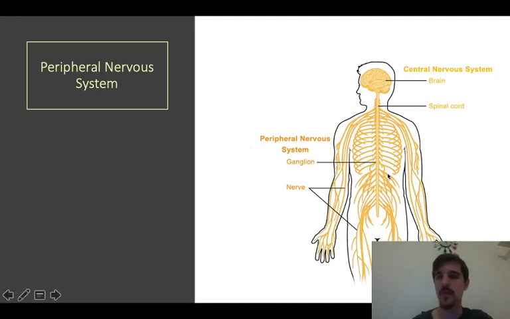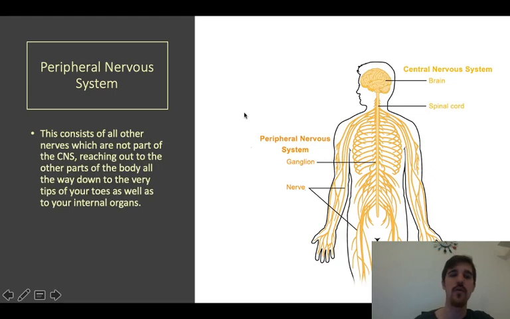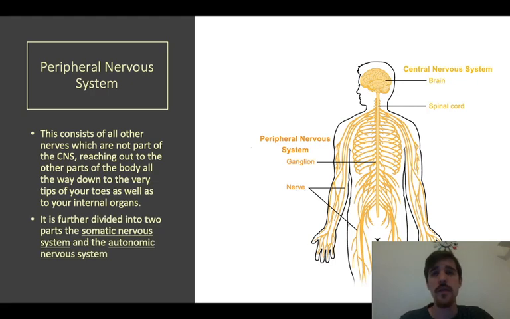So you can see in the picture we have our central nervous system here, which is your brain and spinal cord, and then we have our peripheral nervous system. This consists of all the other nerves which are not part of the CNS. They reach out to all the other parts of the body, and these are like the streets and the back streets, all the way down to the tips of your toes, as well as your internal organs. It is further divided into two parts: the somatic system and then the autonomic, which we're going to look at secondly.